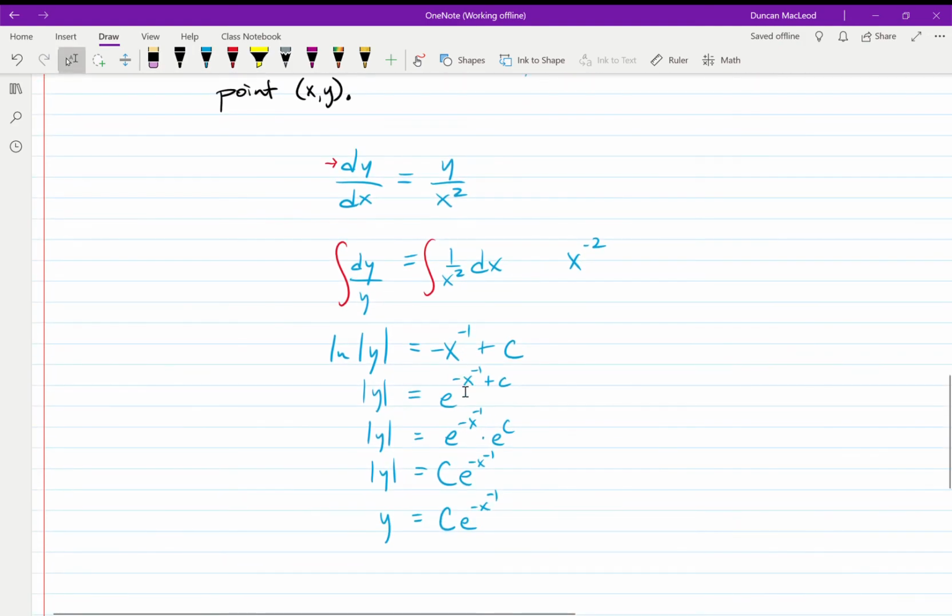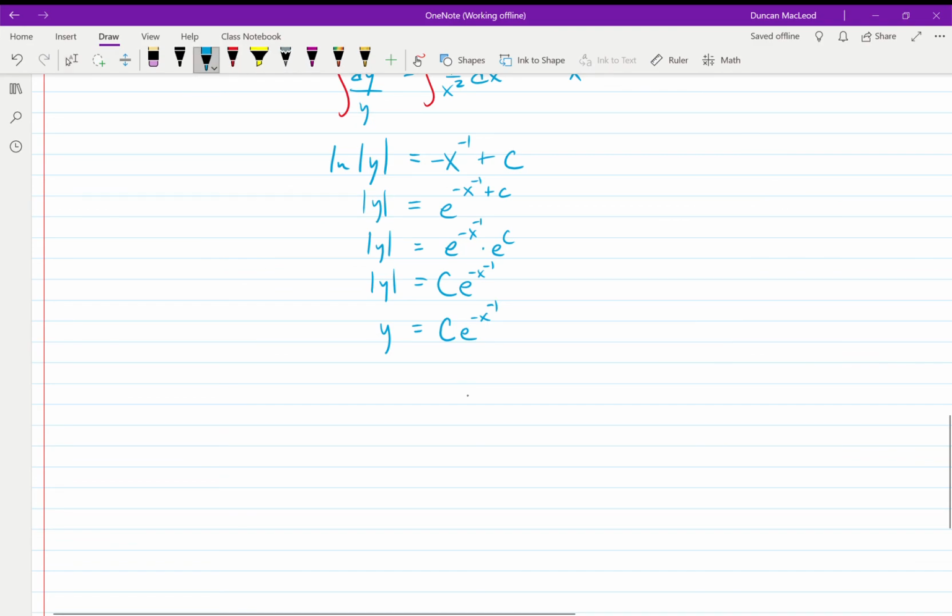And we were given the point 1, 3. We were told the general solution goes through the point 1, 3. So then I want to find the particular solution that goes through that point. So I'm going to say 3 equals c e to the negative 1 to the negative 1, which is negative 1. And if I'm solving for c, I need to multiply both sides by e, because this actually says c divided by e to the first. So 3e is c.